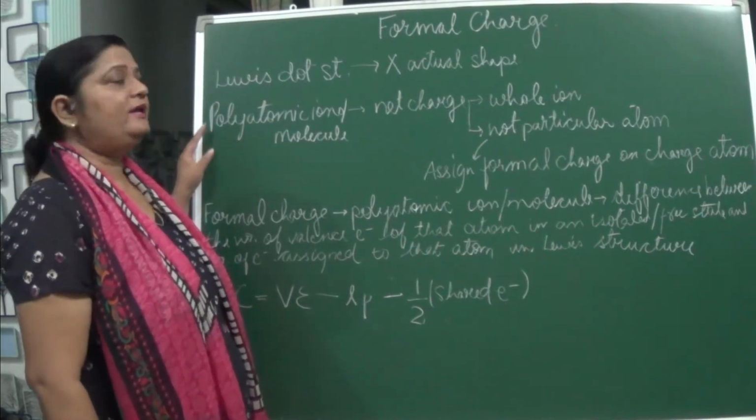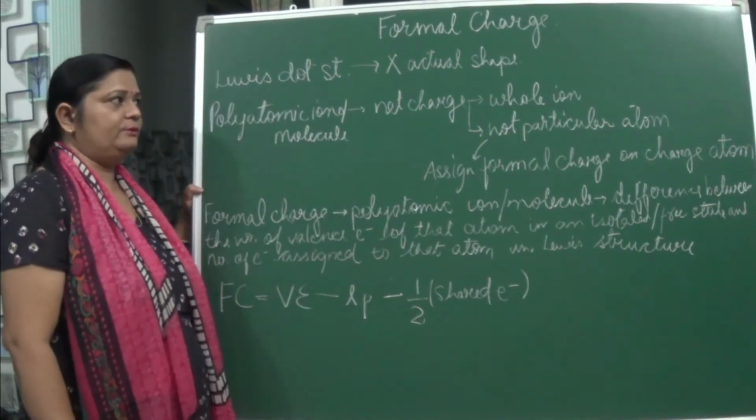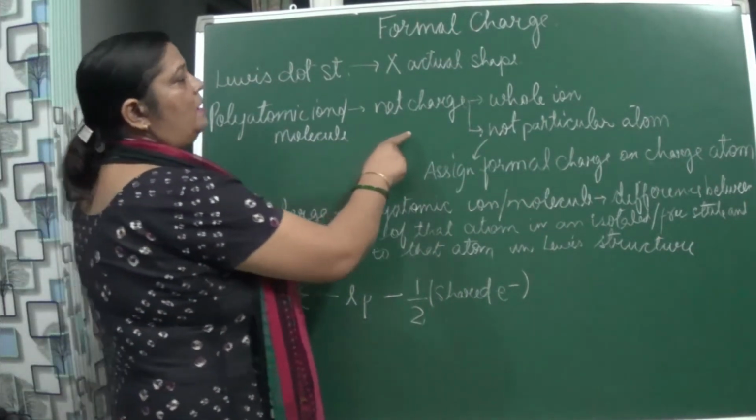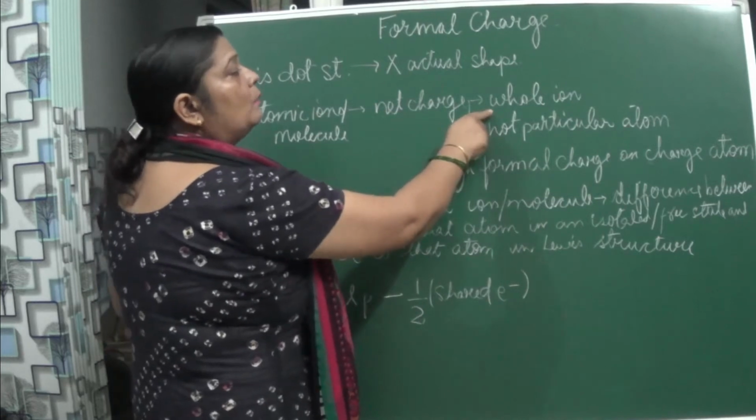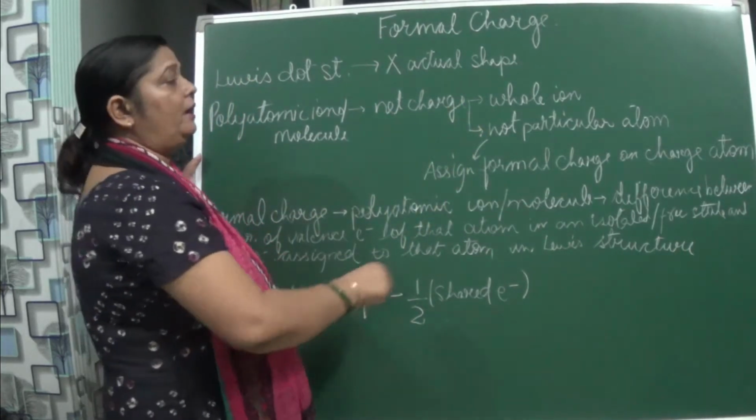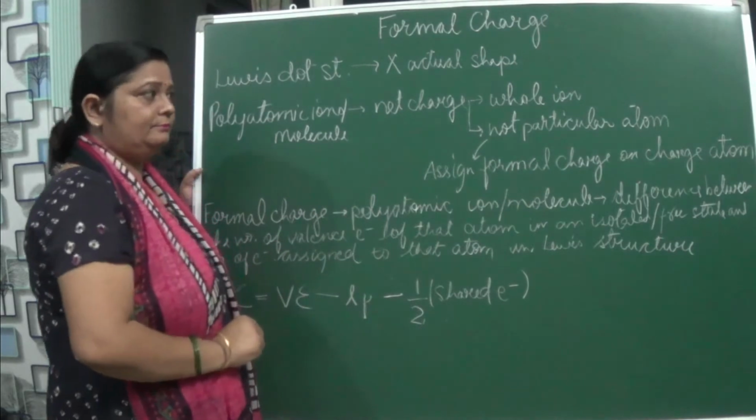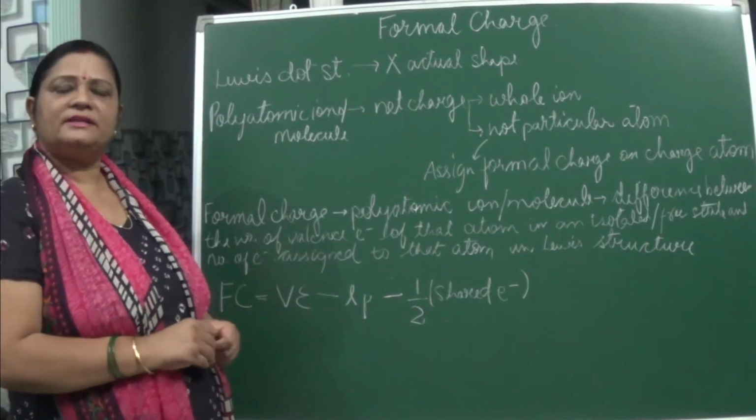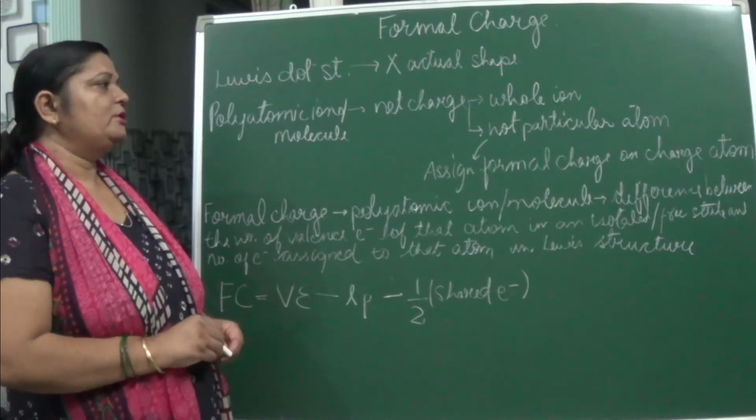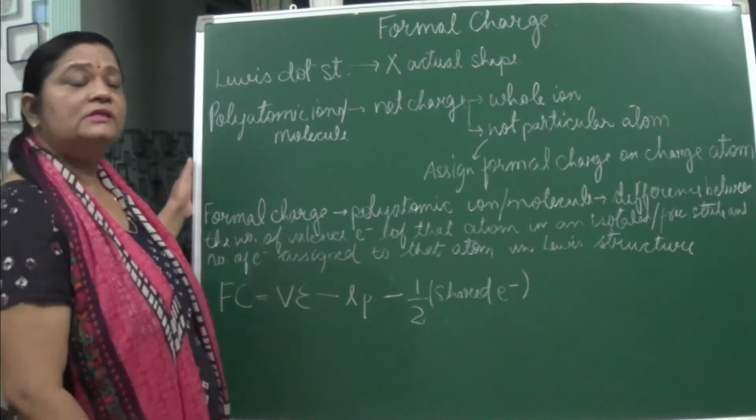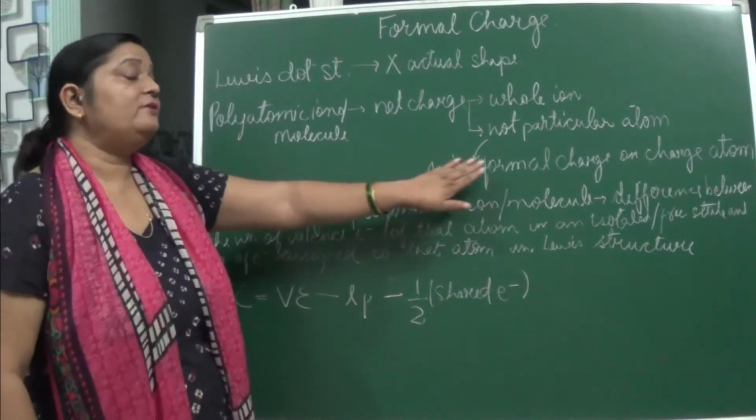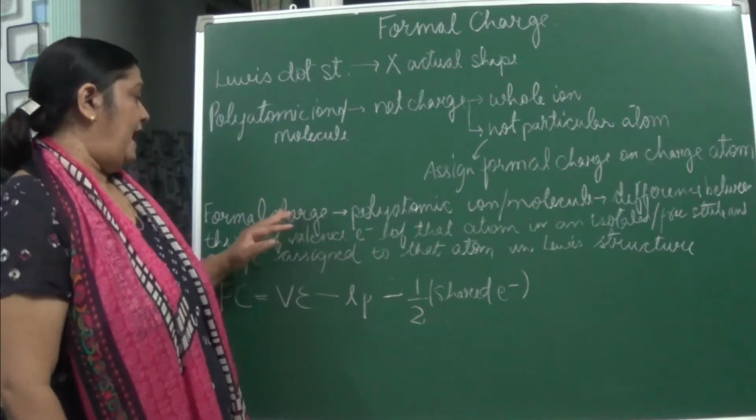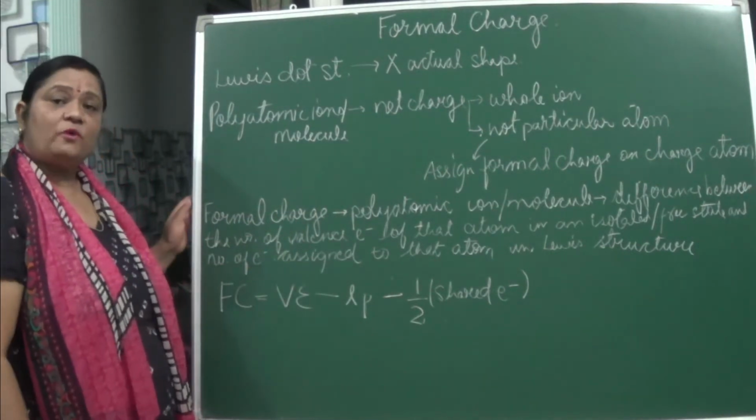So, in case of polyatomic ions or molecules, the net charge is on the whole ion, not on a particular atom. So, if it is not on a particular atom, it can't say about the shape, isn't it? So, we assign formal charge, we assign what? The formal charge on that atom, okay?